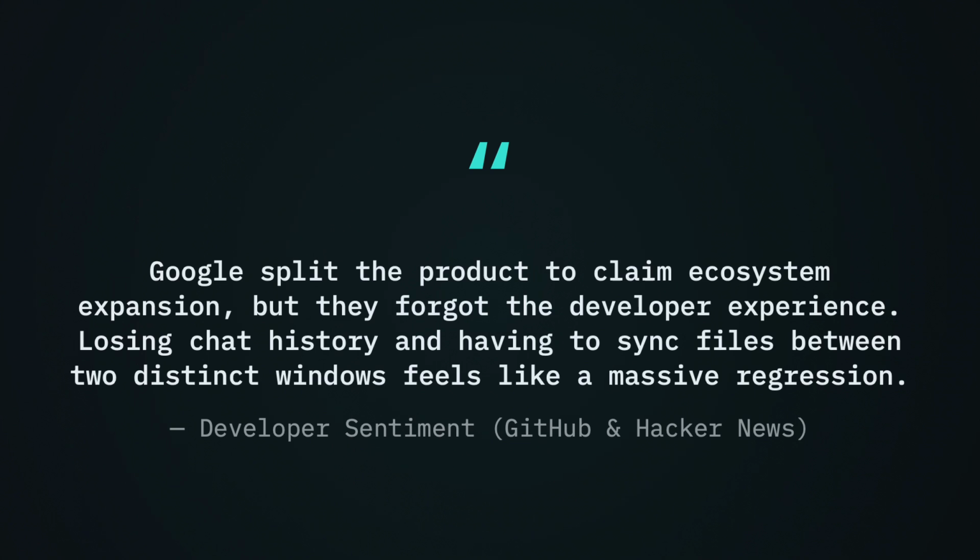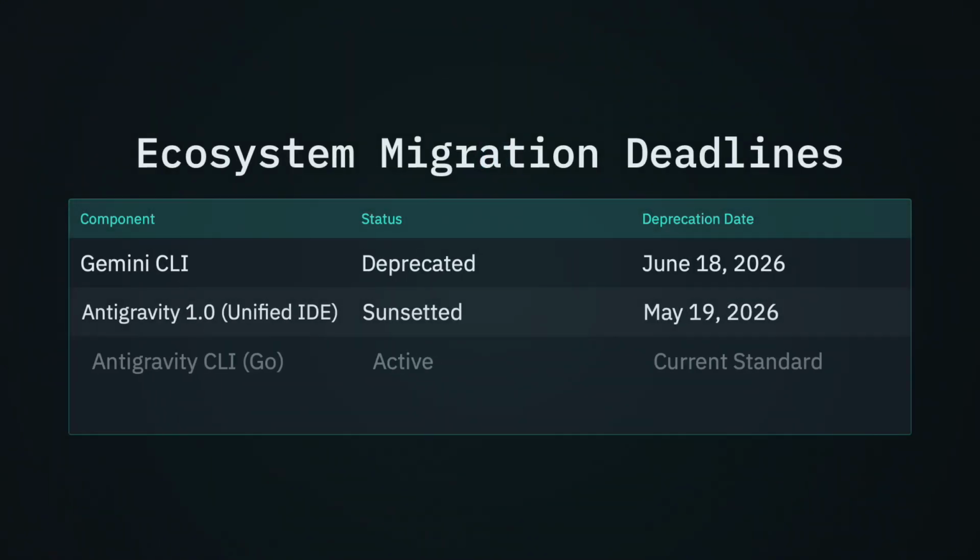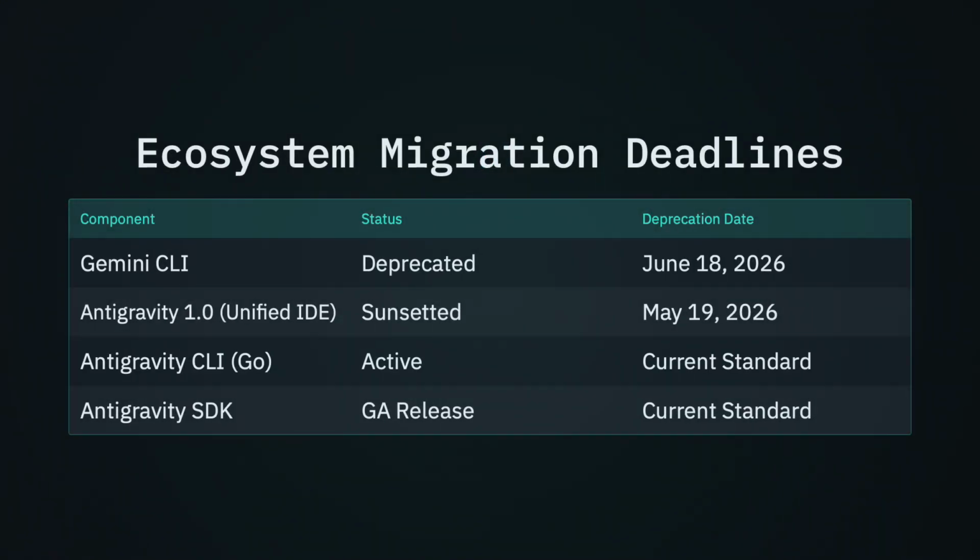But in practice, developers are hit by massive migration hurdles. Past conversations, scripts, and logs from the version 1 IDE did not port over cleanly to the new desktop manager. The community is vocal about the frustration of losing context, effectively forcing users to start their agent sessions completely from scratch. The deprecation timeline is another source of friction.